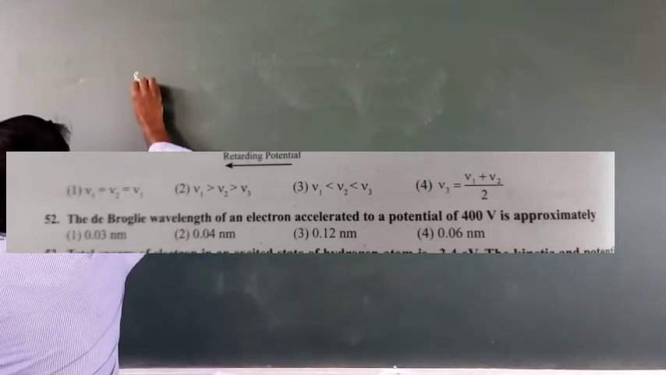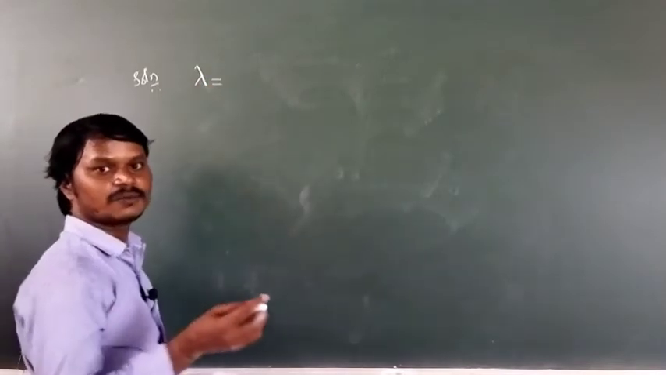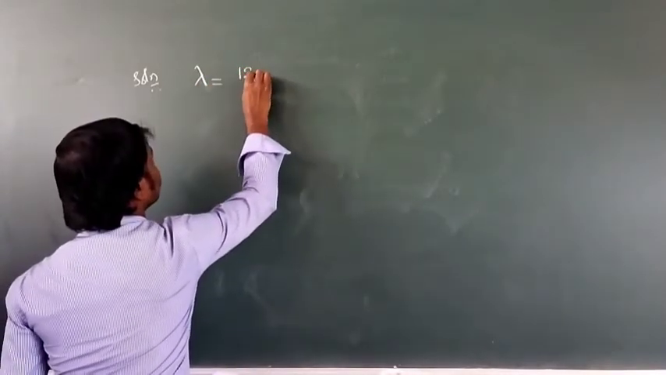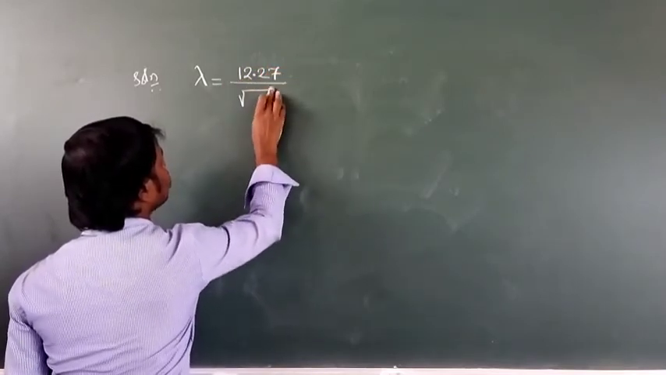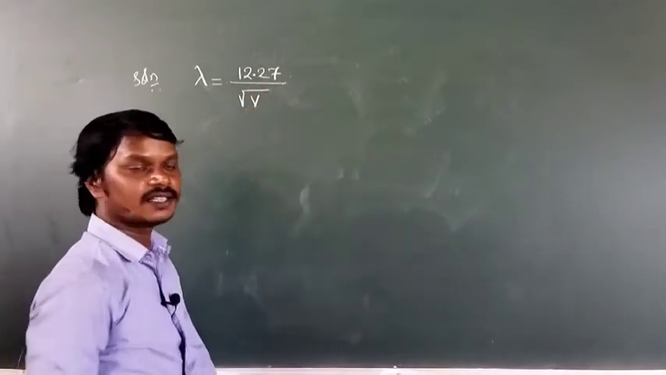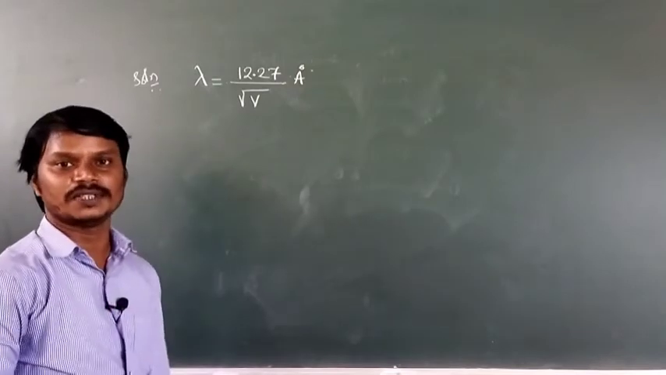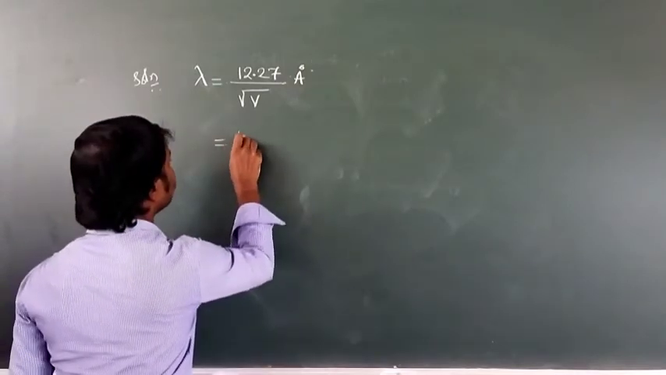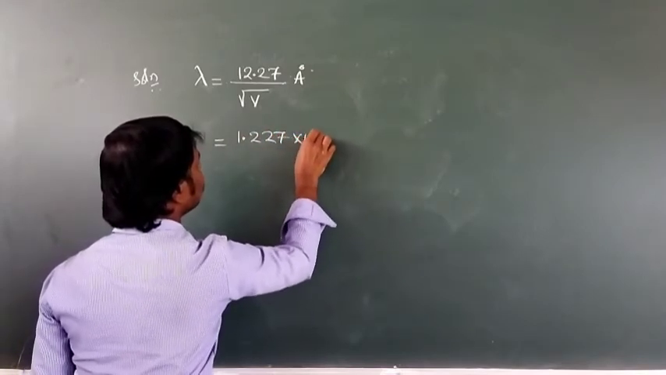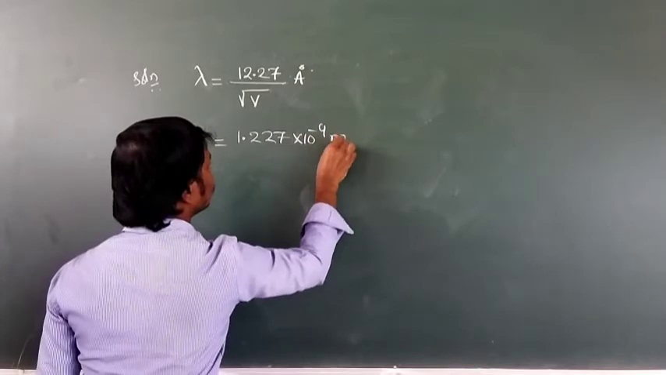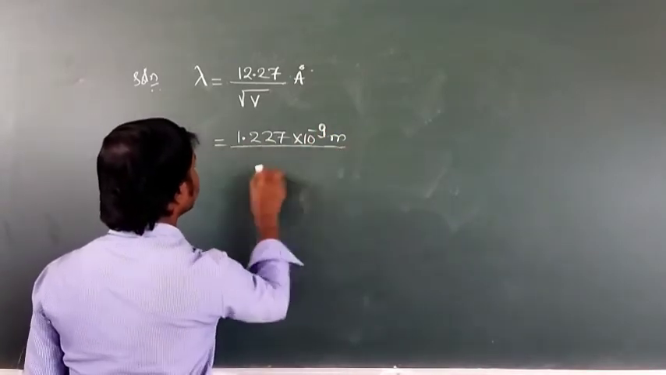So how to find this one? De Broglie wavelength in terms of accelerating potential, that is 12.27 divided by square root of V. What is V? V is accelerating potential and this is in angstrom, but options are given in nanometer. So that is why it is 1.227 into 10 to the power of minus 9 meter. 10 to the power of minus 9 meter means it is nanometer, divided by square root of V.